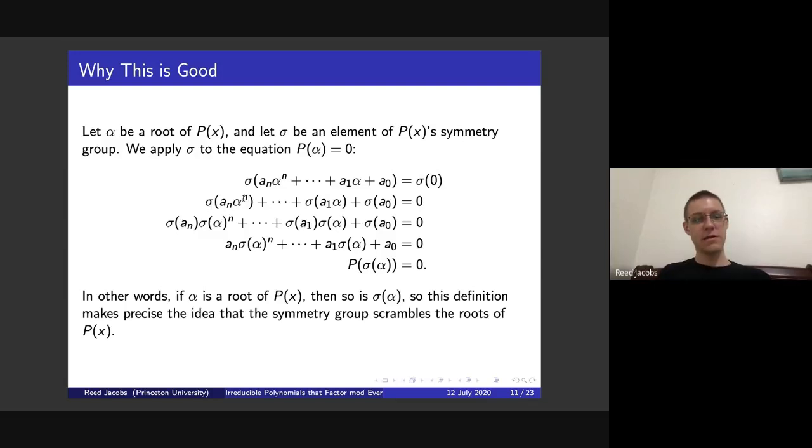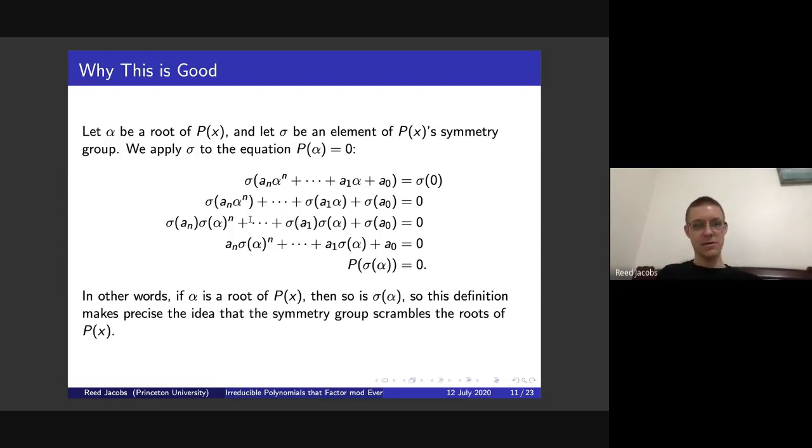An alpha to the n is an times alpha times alpha times alpha, and so on. And so since sigma also preserves multiplication, we can break this up into sigma of an times sigma of alpha to the n. And similarly for all the other terms. We would get sigma of a sub n minus 1 times sigma of alpha to the power n minus 1. And so on, sigma of a1, sigma of alpha, plus sigma of a0.